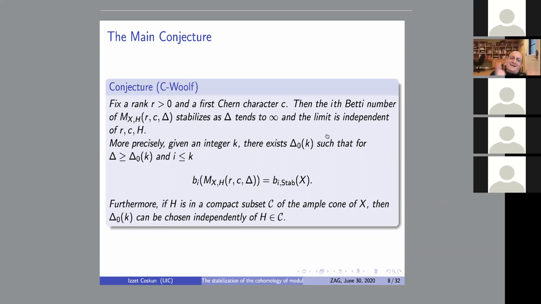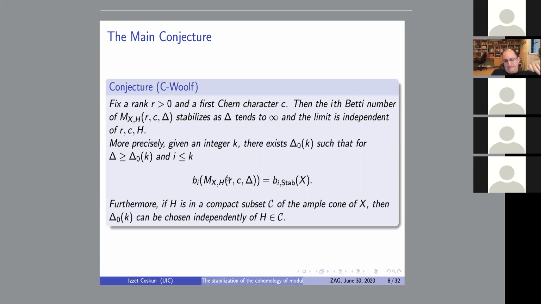But anyway, these things get harder to remember. The thing that maybe you should remember is that what we want to say is that these Betti numbers stabilize, and the stable Betti numbers basically don't depend on anything but the surface.